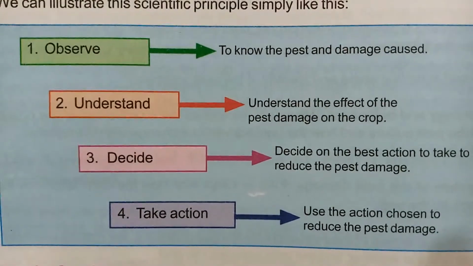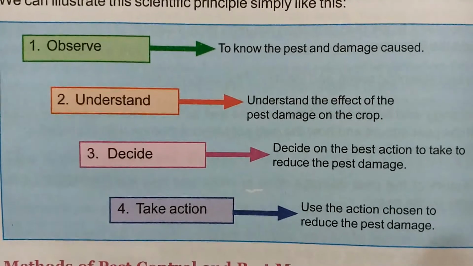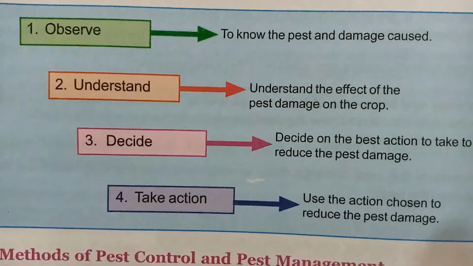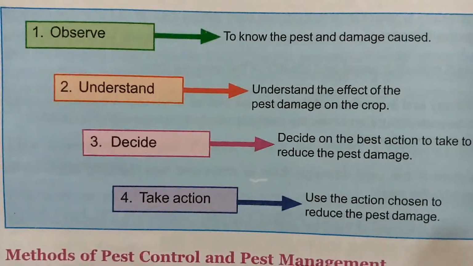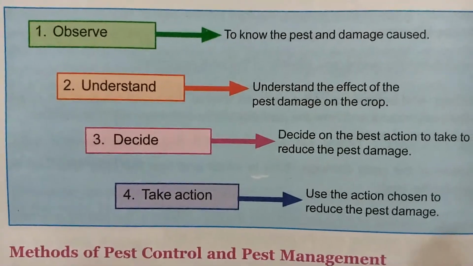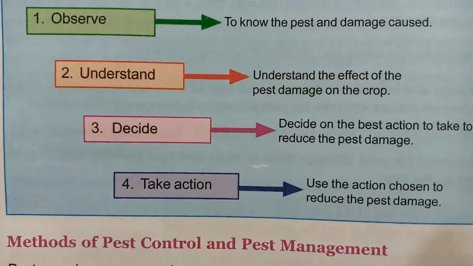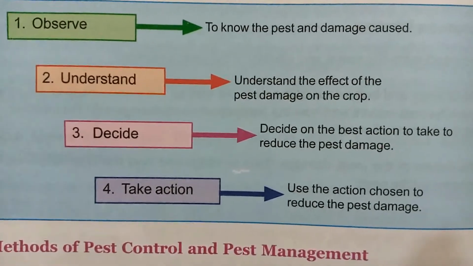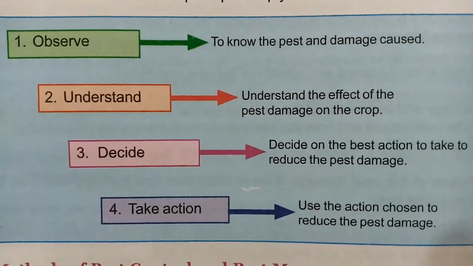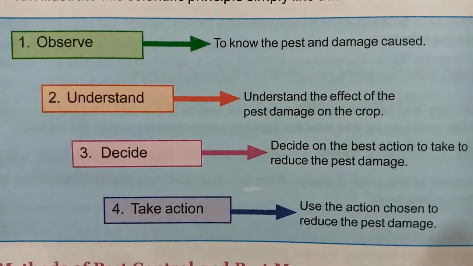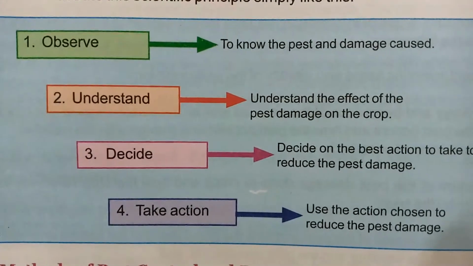Number two thing that you have to do is that you have to understand the effect of the pest damage on the crops. Number three, you have to decide. Now you're a farmer. It's left for you to decide if you want the pest to remain in the farm or if you want to get rid of it. You have to decide on the best action to take to reduce the pest damage.